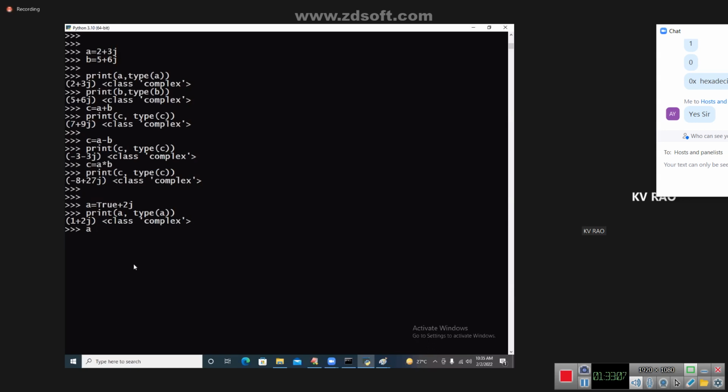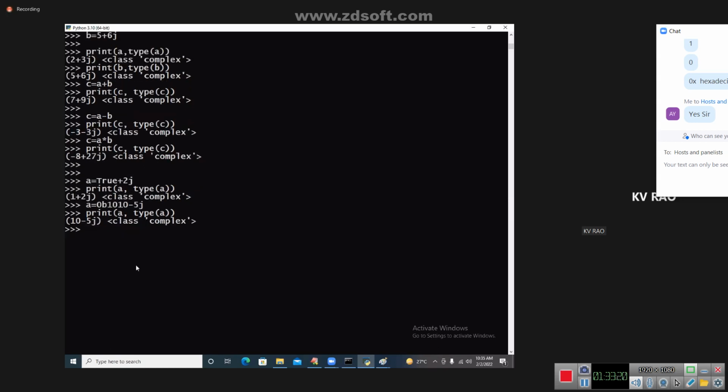a is equal to 0b1010 minus 5j. All right. Print of a. Is it printing 10 minus 5j? Are you following, my dear student? Next, you see, now I am writing 0b1111 like this. See that it is not allowed here.